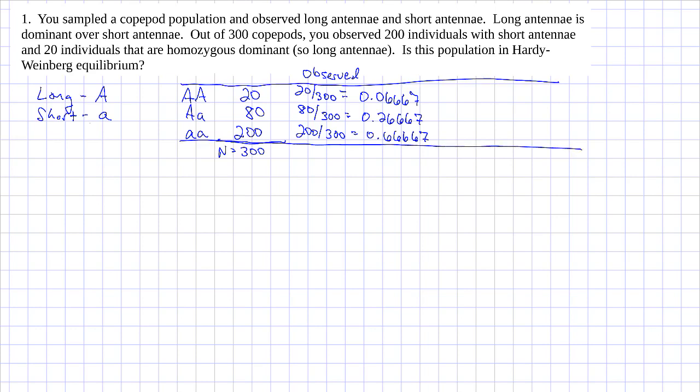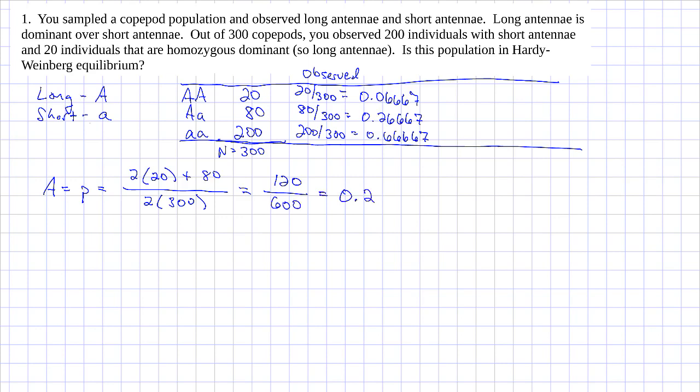In order to calculate our predicted genotype frequencies, we must first calculate the allele frequencies. So we'll start with our dominant allele. The dominant allele frequency is also p. We take 2 times the number of homozygous dominant individuals plus the number of heterozygote individuals, divided by 2 times our population size. Using a calculator, I get 120 divided by 600, or 0.2.